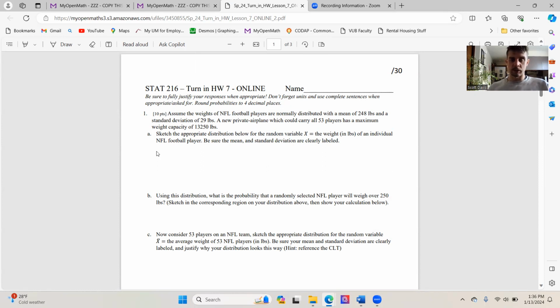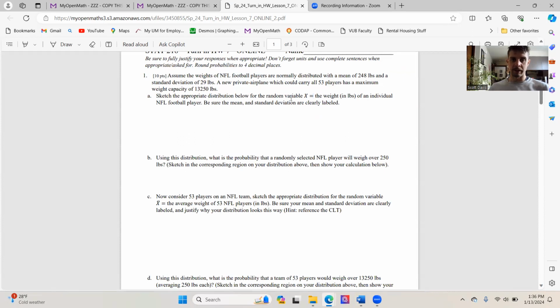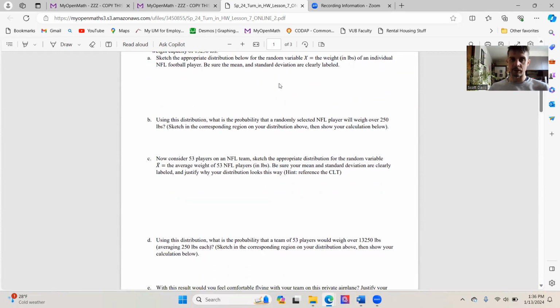So the first question is asking about the weights of NFL players. This is not using the central limit theorem yet. So sketch the distribution for your random variable X, which is the weight of an individual football player. Be sure the mean and standard deviation are labeled. Use that distribution. So you're going to use your image to then sketch the area associated with the probability a player weighs over 250 pounds, and then show how you calculated it below. So normal CDF, or if you use an online resource, tell me the values that you've entered and tell me that you're using the online resource.